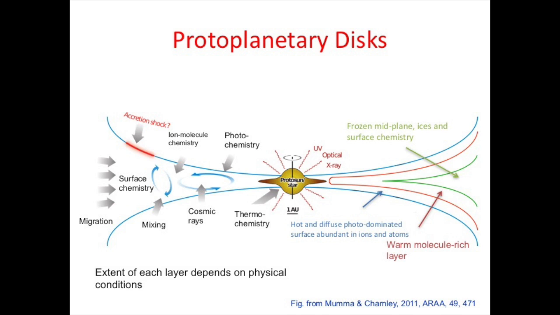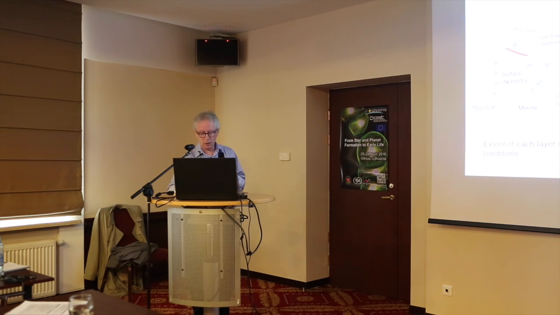And densities are large. As you go in toward the star, densities get up to a few 10 to the 12 or 10 to the 13 in the midplane. But temperatures go up to a few hundred, several hundred degrees, indeed up to perhaps 1,000 degrees as you get in toward the star.